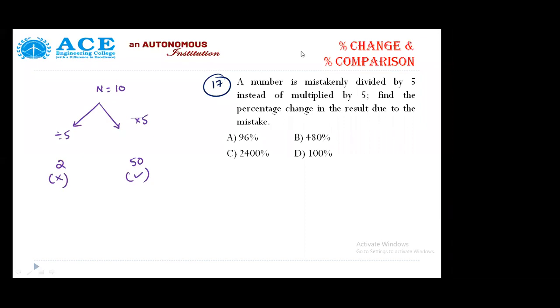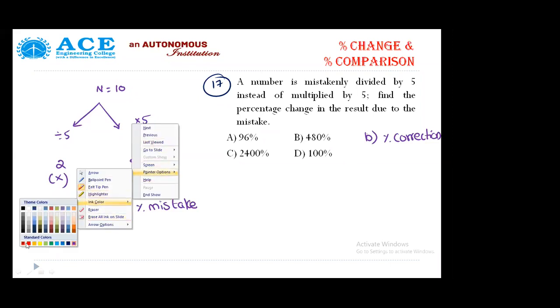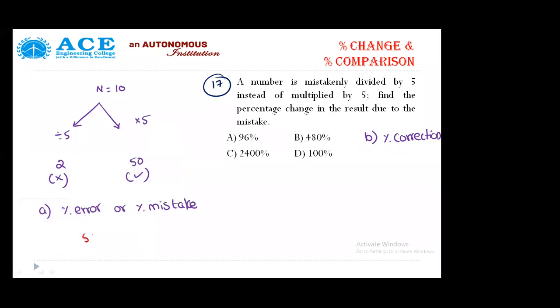Now here, listen. Percentage error is different, percentage correction is different. Two things they can ask. Percentage error, everyone focus, percentage error or percentage mistake is a different game. Percentage correction is a different game. See guys, what is the error or what is the mistake? Mistake means correct value becomes wrong value. Mistake or error means you should get 50 but you got 2. 50 is changed to 2.